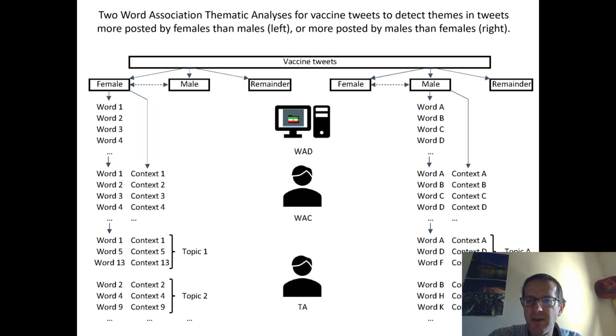You get two sets of themes, and there's no matching between the male and female themes here. You just get different sets of words. The words will be completely different, and so the themes are likely to be completely different. So the end result of this would be themes discussed by males more than females, and themes discussed by females more than males in tweets about vaccines in this example.